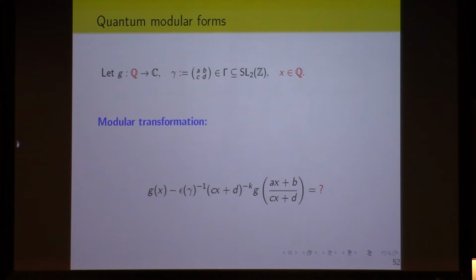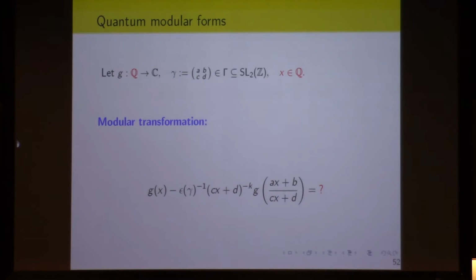Quantum modular forms ask the question: what can you say if you look at such a transformation not on the upper half plane, but on the rationals, on the boundary, in the cusps? Is there anything that can be said? Are there functions that satisfy this property? What does this even mean? Does it make sense?